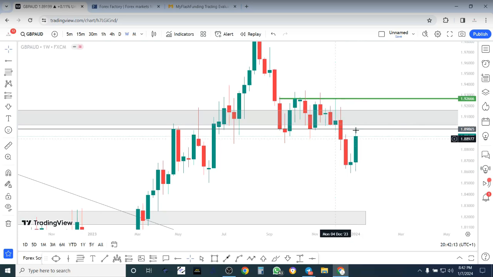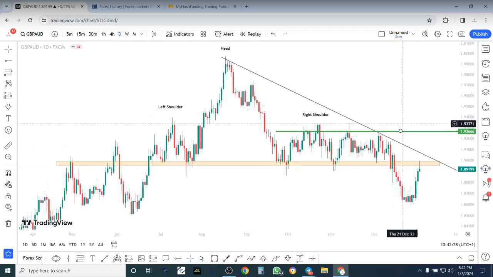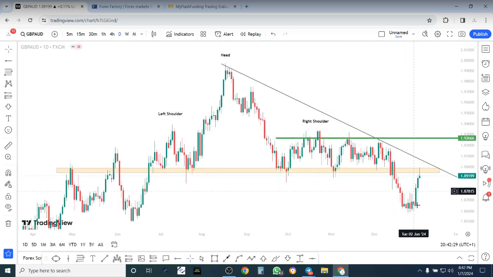But what can you also notice? We ran back into a resistance. I mean, multiple touches, if you look left. So let's go to the daily time frame. On the daily time frame, we've now seen the head and shoulders pattern, a new lower low.